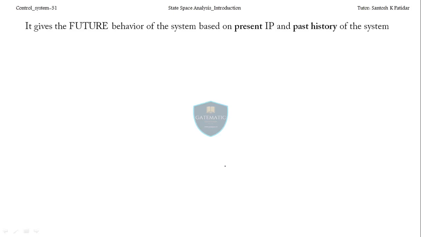So, in state space analysis, you'll have a system, basically a circuit. In that circuit, you'll give some input, and by state space analysis, I'll not say prediction, it will be forecasting of the output or your system behavior based on the given input and the past history, isn't it? Now it will be good to understand the past history of the system described by the state variables.